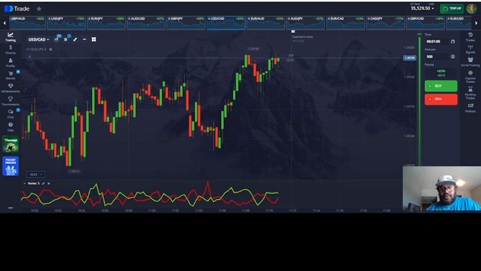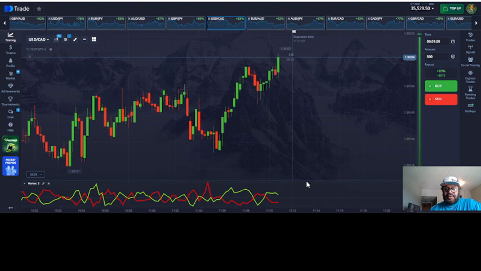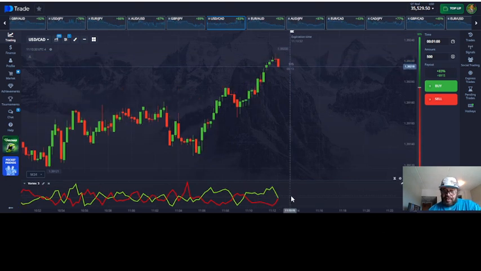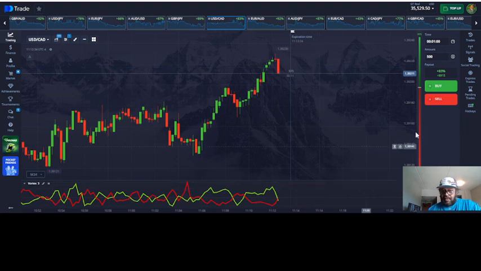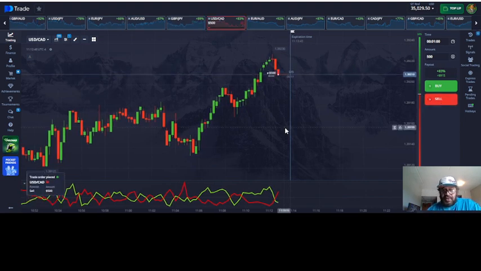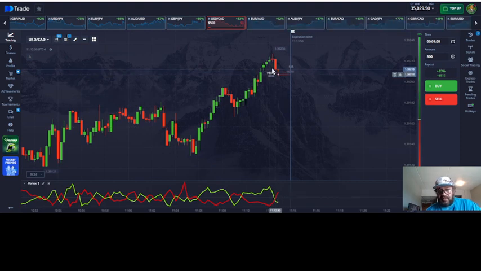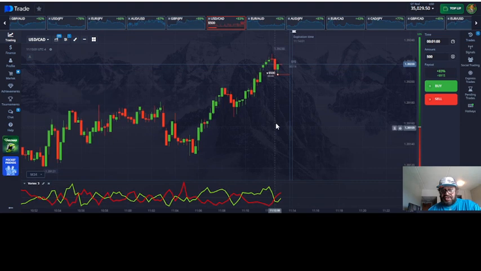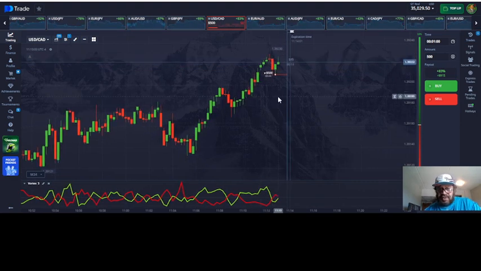Okay, so I'm on the US dollar, Canadian dollar here. And okay, all right, looks like it's about to cross here. Wait for the cross. There goes the cross. Okay, so I just took the sell trade here. The red VI line, the minus VI line, crossed the green VI line here in an upward direction, suggesting a bearish reversal occurring here over the next 60 seconds.